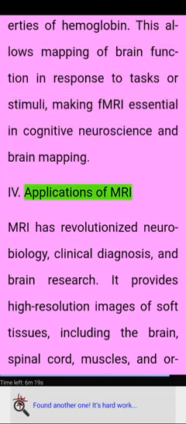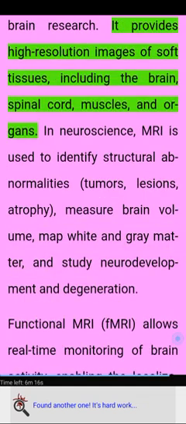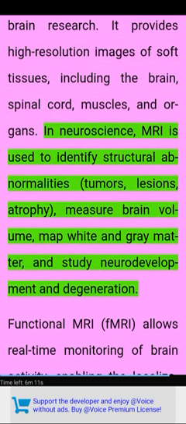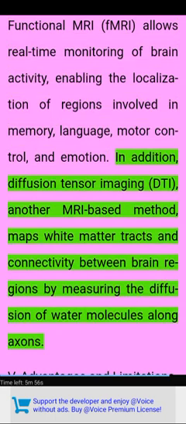4. Applications of MRI. MRI has revolutionized neurobiology, clinical diagnosis, and brain research. It provides high-resolution images of soft tissues, including the brain, spinal cord, muscles, and organs. In neuroscience, MRI is used to identify structural abnormalities, tumors, lesions, and atrophy, measure brain volume, map white and gray matter, and study neurodevelopment and degeneration. Functional MRI (fMRI) allows real-time monitoring of brain activity, enabling the localization of regions involved in memory, language, motor control, and emotion. In addition, diffusion tensor imaging (DTI), another MRI-based method, maps white matter tracts and connectivity between brain regions by measuring the diffusion of water molecules along axons.